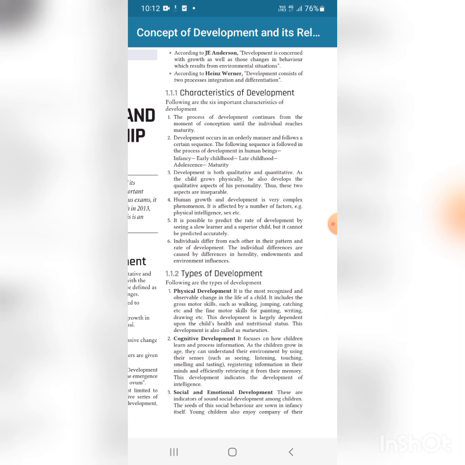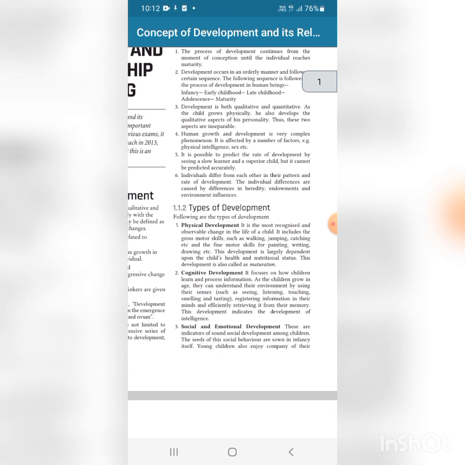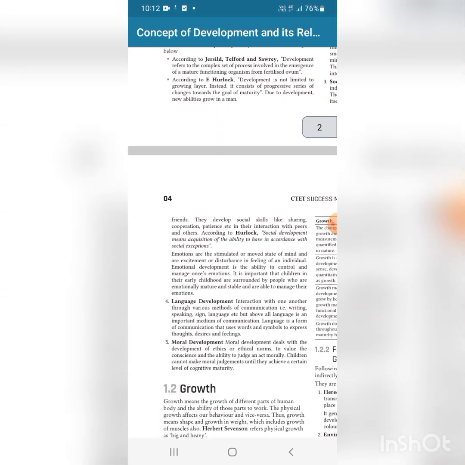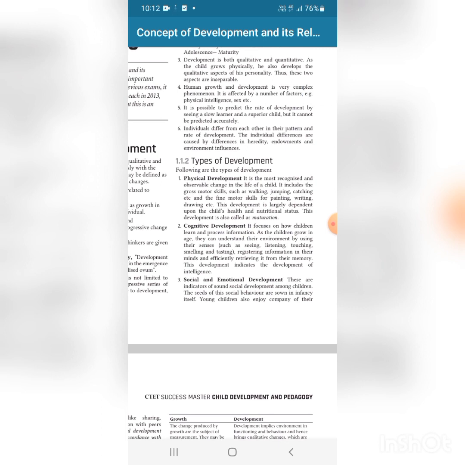And now let's discuss the types of development. There are five types of development, which are physical development, cognitive development, social and emotional development, language development, and moral development. So first of all, let's discuss what is physical development.